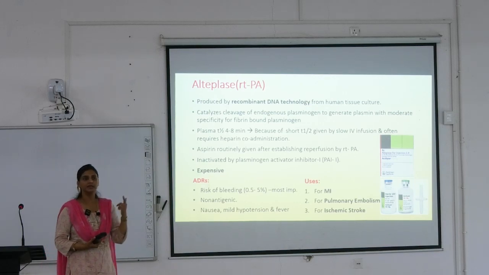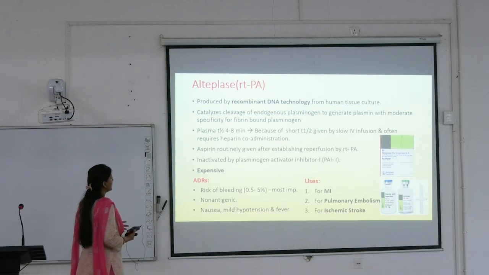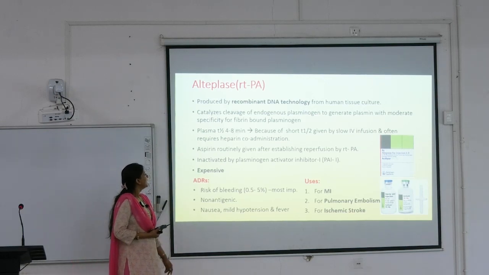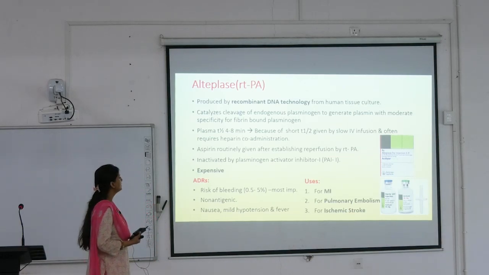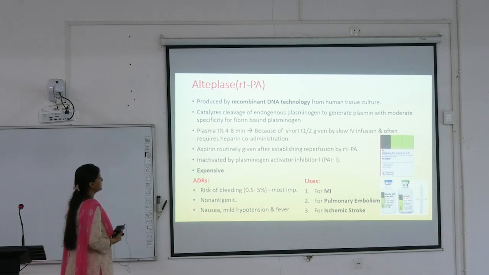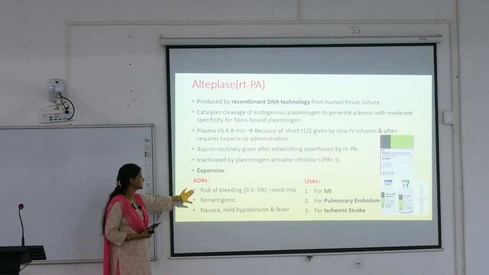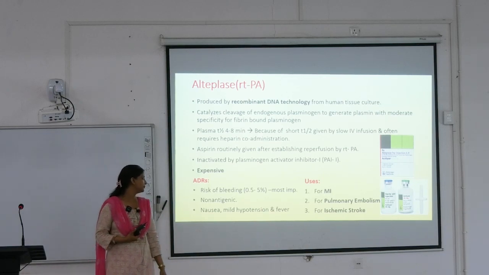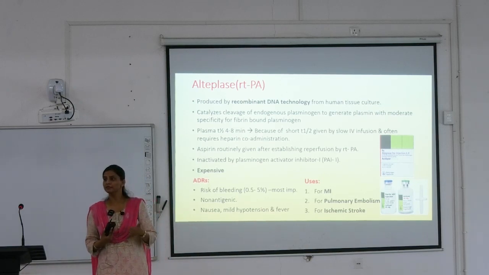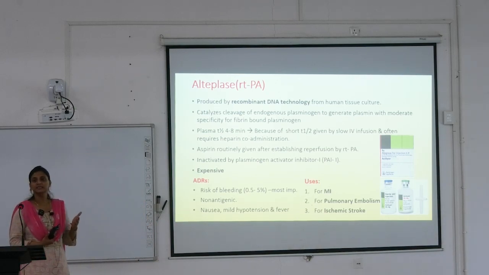I told you, why do we need aspirin or heparin co-administration? So if you are giving this drug, you have to administer heparin also. Aspirin is routinely given after establishing reperfusion by the recombinant plasminogen activator. It is inactivated by the plasminogen activator inhibitor, and it is expensive. What is the ADR? There is risk of bleeding, it is not antigenic, and there can be nausea, mild hypotension and fever. Where is it used? In cases of MI, myocardial infarction, pulmonary embolism and ischemic stroke.